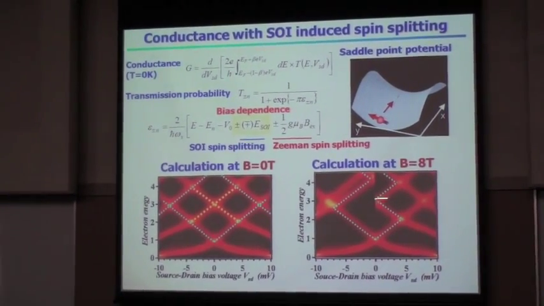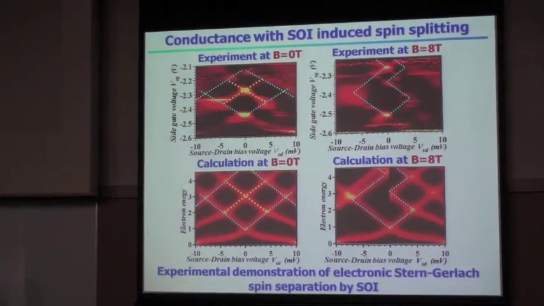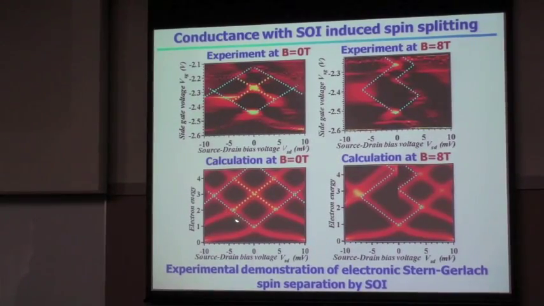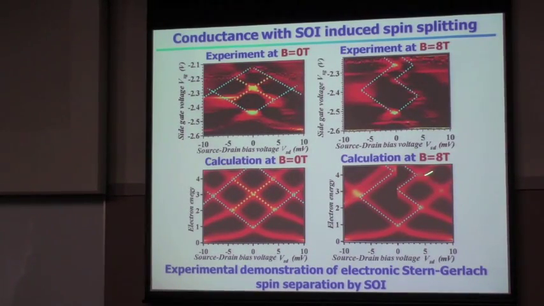When we compare these two results with the experiment, such a symmetric structure and also asymmetric structure are well reproduced in the calculation. So that's why we experimentally demonstrate the electronic spin separation or spin polarization by using the Stern-Gerlach type spin separation mechanism in semiconductor nanostructures. So now we can generate the spin polarization.